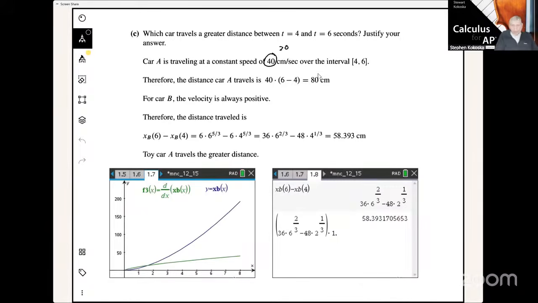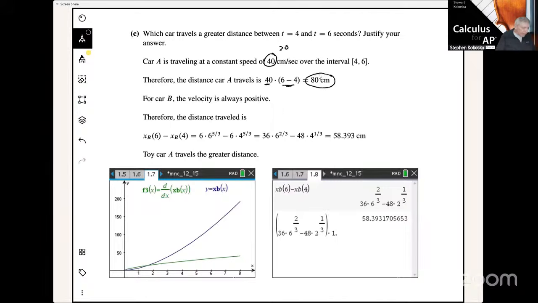So here's what I realized as I started to solve this. Car A is traveling at a constant speed of 40 centimeters per second over that interval 4 to 6. How did I know that? Well, I found that by looking at the graph. The velocity is constant, positive, greater than 0. It's always traveling in the positive direction. So this is pretty easy to figure out. The total distance that car A travels is the velocity times the time. So it's just 80 centimeters.